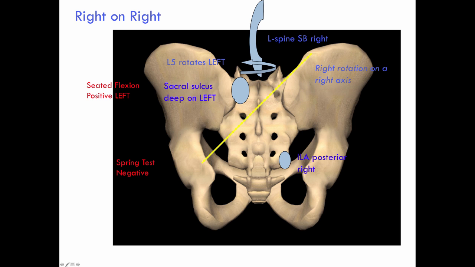We'll have a deep sacral sulcus on the left, which is the dysfunctional side, and as is characteristic of torsions, the ILA on the opposite side will be prominent. So you'll feel this more inferior and posterior than the right ILA. And the spring test will be negative because the base of the sacrum is able to move anterior. Now, as the base of the sacrum rotates around this axis and turns to the right, L5 is going to rotate to the left, and the lumbar spine will compensate by side bending to the right. So that's what the whole picture looks like in a right on right.